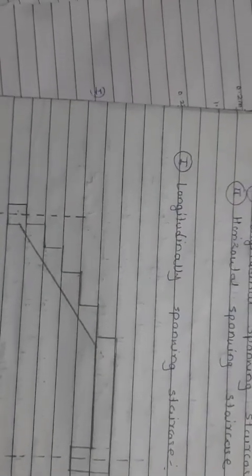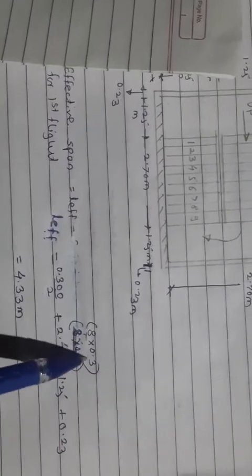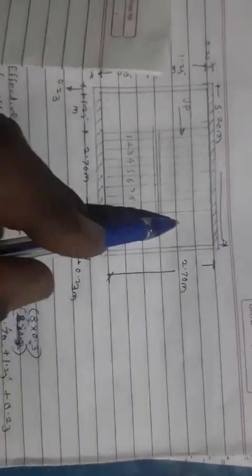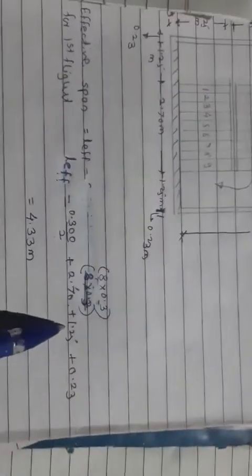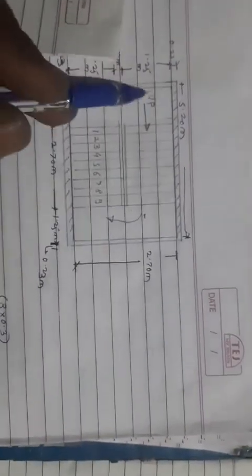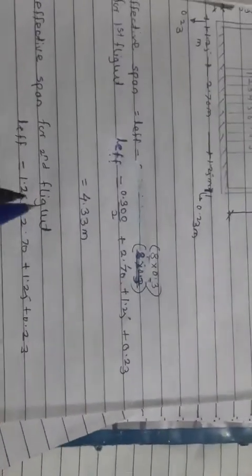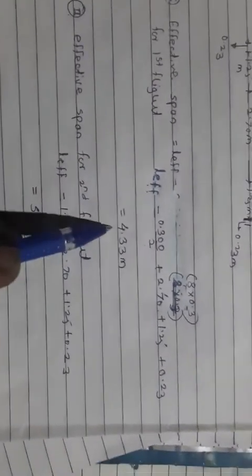plus this distance, that is 8 into 0.3, the remaining treads into size of the tread, plus the size of this landing, that is 1.25, plus the width of the brick wall, that is 0.23. So after simplifying this, we are getting 4.33.